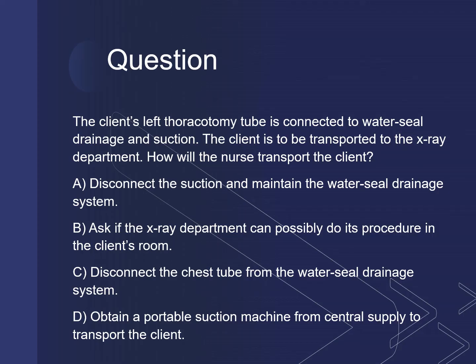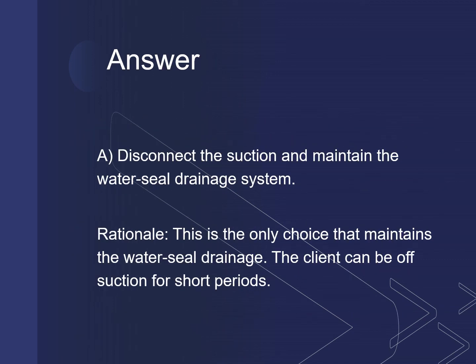So question, the client's left thoracotomy tube is connected to a water seal, drainage and suction. This is a chest tube. The client is to be transported to the x-ray department, so how will the nurse transport the client? A, will disconnect the suction and maintain that water seal drainage system.